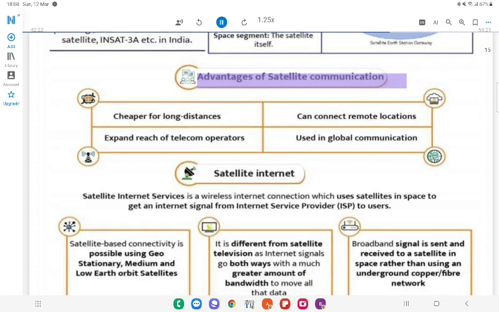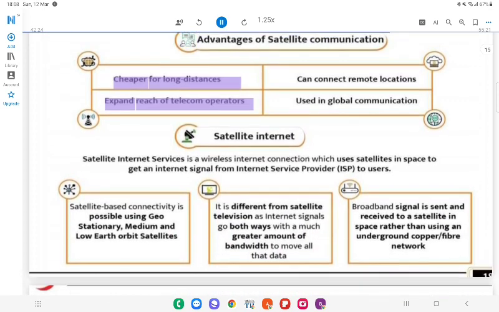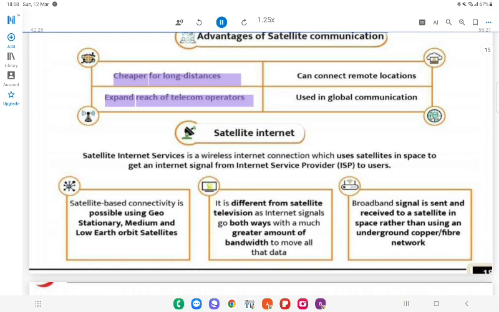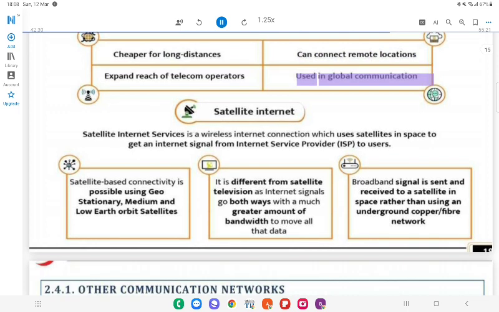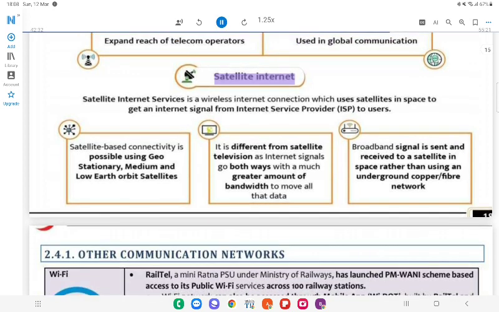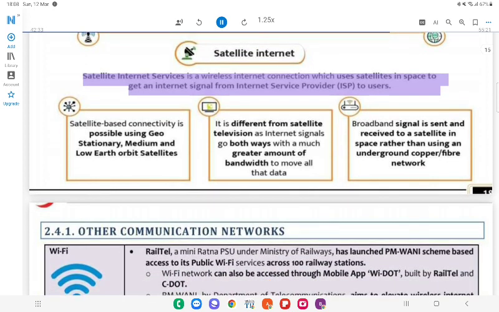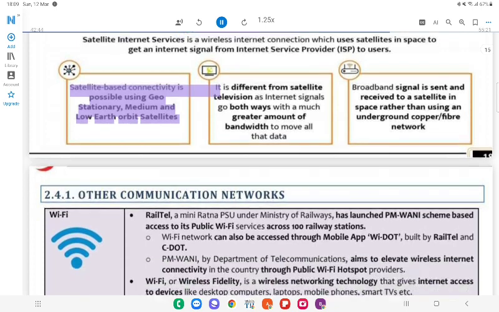Advantages of satellite communication: cheaper for long distances, expands reach of telecom operators, can connect remote locations, used in global communication. Satellite internet: satellite internet service is a wireless internet connection which uses satellites in space to get an internet signal from the internet service provider (ISP) to users.